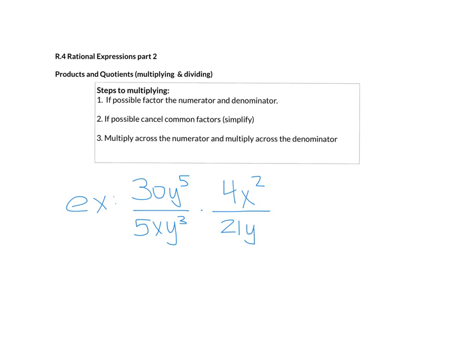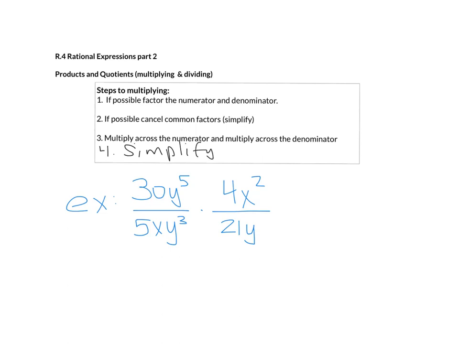So the steps I have listed there: we want to factor the numerator and denominator, if possible. Could be that there's no factoring to be done. And we do that because we want to cancel common factors or simplify, and we might be able to do that even without factoring. This third step then is we're going to multiply across the numerator and multiply across the denominator. And then a fourth step that we might add there is do any simplifying that is possible after we do that multiplying.